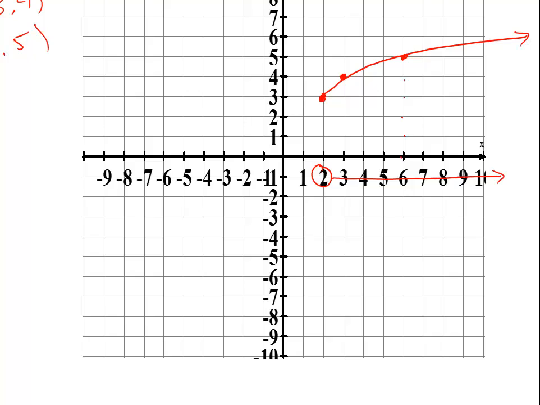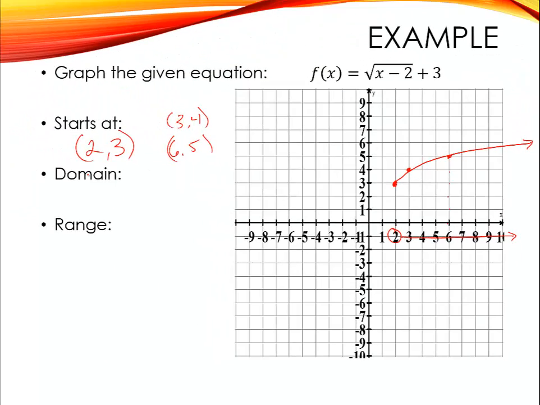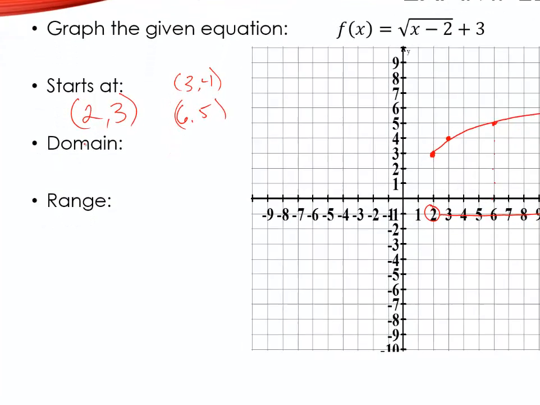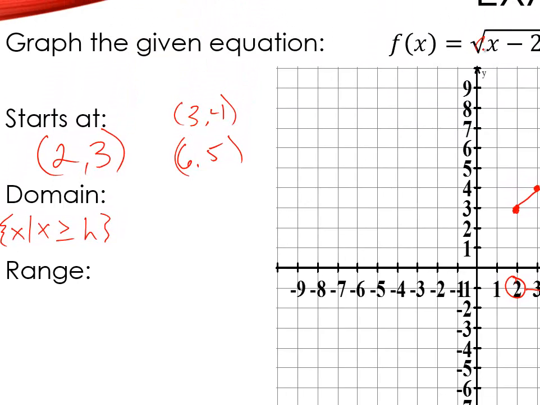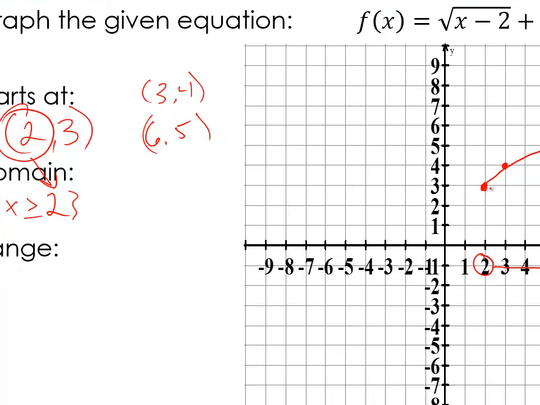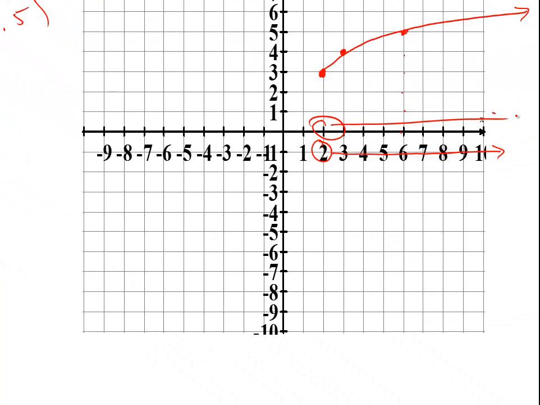So there's your graph. Now the domain and the range. Remember from our last video, domain would have been x such that x is greater than or equal to h, or less than or equal to h. But since we have a positive number here in front of our x, it's going to be greater than. So since we have h here, just replace h with what h equals, which is 2. So our domain is x such that x is greater than or equal to 2. Because as you see, our x values are greater than 2.